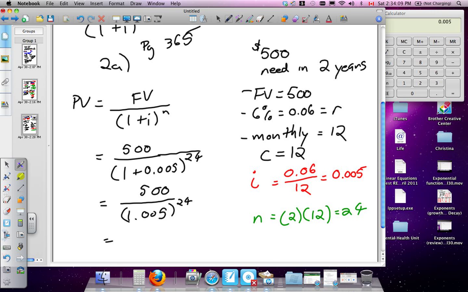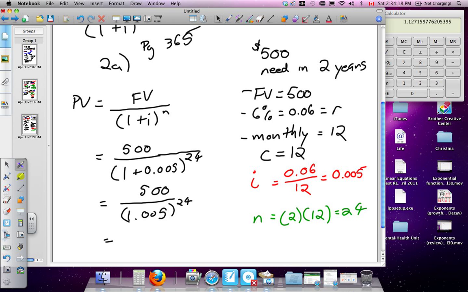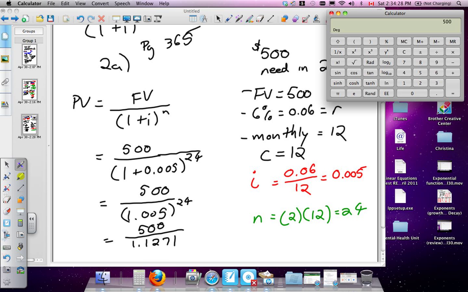We'll solve this one step at a time. So 1.005 to the exponent of 24. There we go. What did you get? Are you solving it all? Divide 500 by 1.1271. What did you get? I'm going to do it the same way. I have to do it in steps then. Let's make sure I did that right. 500 divided, I wrote it the same way. Yeah? 127. There we go.